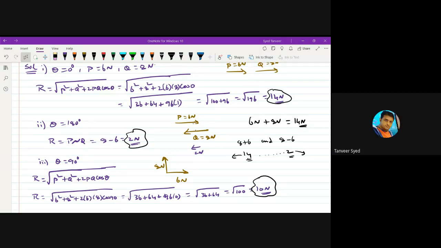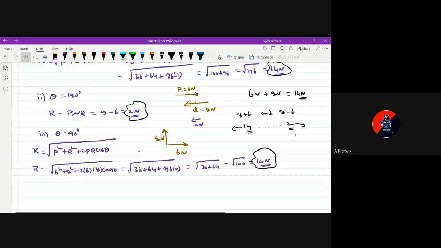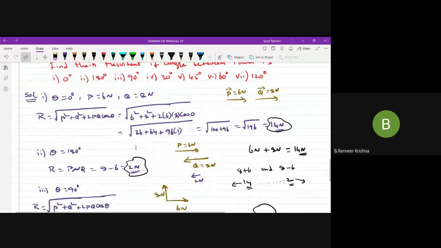Sir, when the theta's value is 180, we have to take the vectors only in opposite direction? Yes. Sir, you gave one formula for theta is equal to 0, resultant R is equal to P plus Q, that's all, for 0. Yes, sir. But why didn't we use it in this, sir? If I had done that, I think most of the students would not have understood that. So I did it in the regular method. Okay, sir.